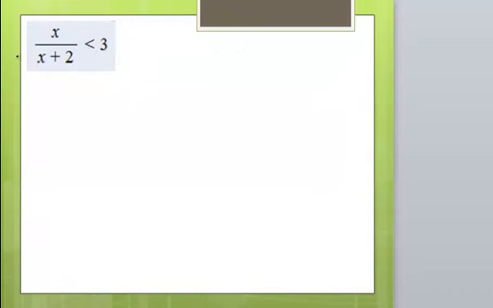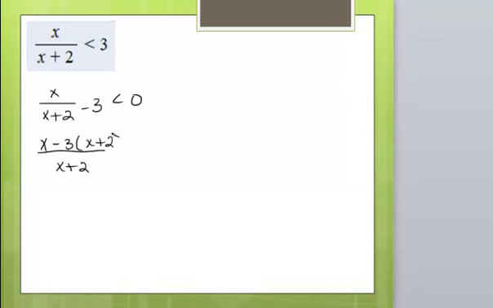Okay, how about this one? The first thing you need to do is make sure it's got 0 on the right hand side, and it does not. So we need to subtract that 3. Now whenever you subtract fractions, you need common denominators. So your common denominator would be x plus 2. This first fraction you still have an x, but the 3 you'll need to multiply by x plus 2.